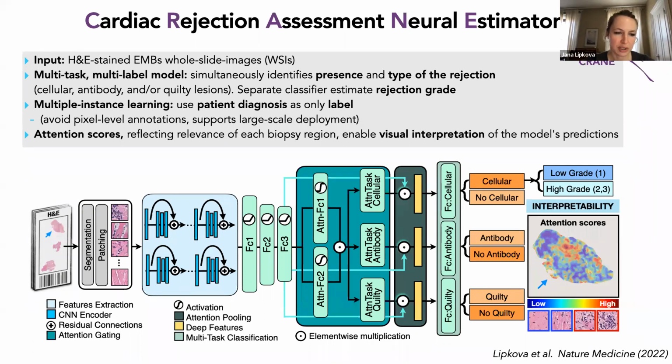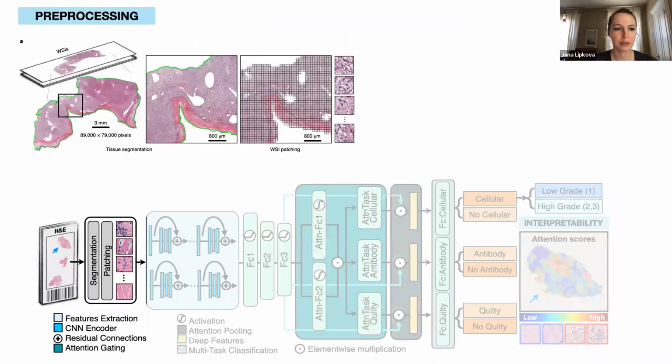And the motivation, of course, is because manual annotations are expensive, but also there is this large inter-rater variability, and you don't want to translate it to your model. So we want to just work with the patient level labels, and it also allows to scale the model to large data sets. I will look into detail at the model.